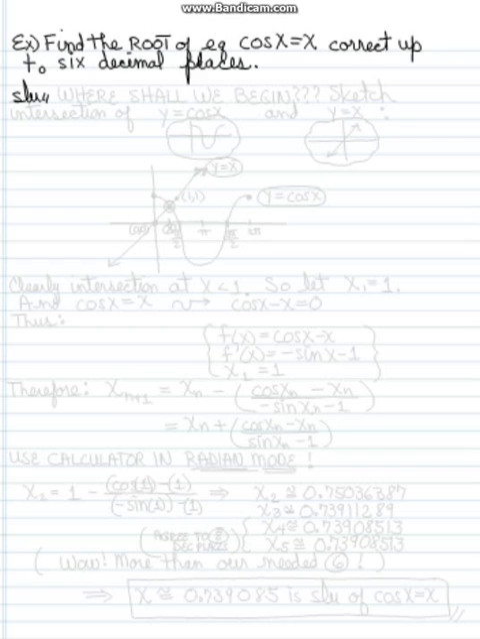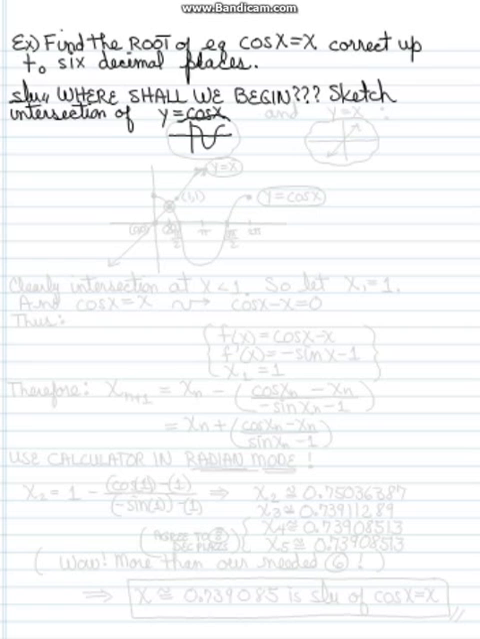So let's try Newton's method. Where are we going to begin? Let's start with a sketch of the intersection of y equals the left side of the equation and y equals the right side of the equation. For y equals cosine x, we have a typical cosine function, and for y equals x, we have our line passing through the origin at a 45-degree angle from horizontal.